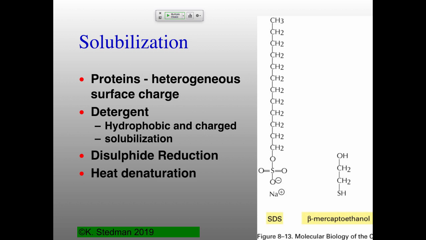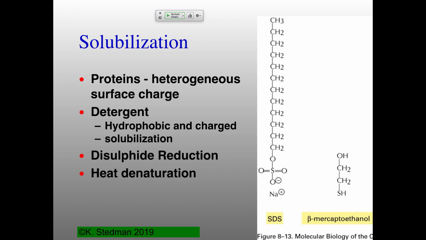The second one is, again, we've got polar side chains and nonpolar side chains. The nonpolar side chains are those hydrophobic side chains. They like to interact with each other. They're usually stuck on the inside of a protein. They're the oily parts of the protein. So if you've got this compacted protein, you're really interested in making it a linear protein so you can separate it, again, based on molecular mass. You need to get rid of all those interactions.